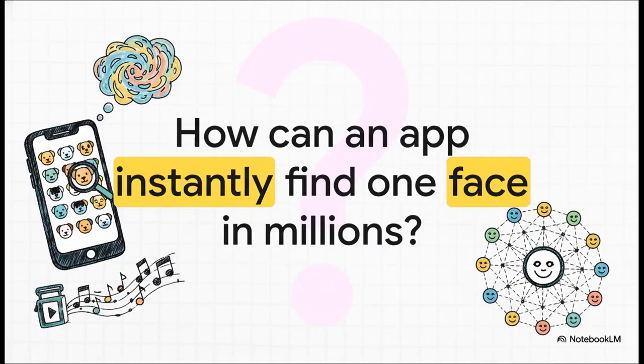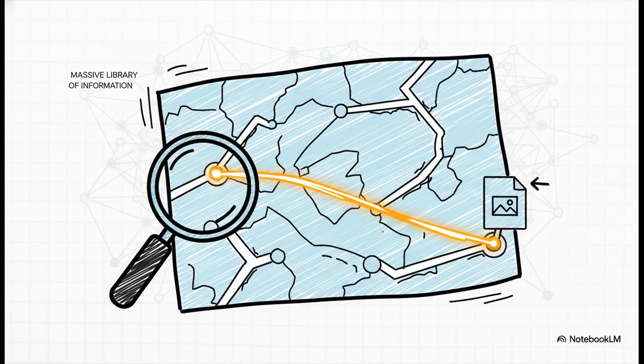I mean, really think about that for a second. How on earth can your phone sift through thousands of photos to find every single picture of your dog? Or how does a music app recommend a song that just feels right, that has the same vibe? It feels a little bit like magic, doesn't it? Well, it's not magic. And that's the key idea we're going to explore today.